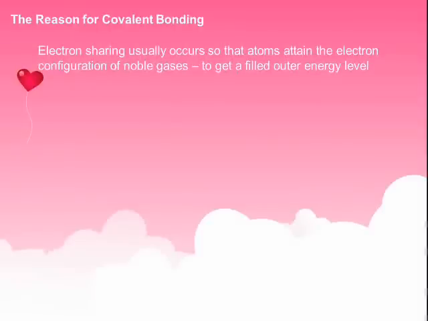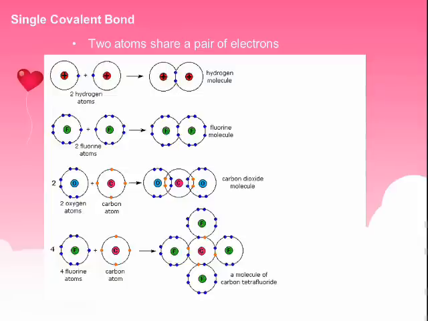So again, the reason for covalent bonding is that electron sharing will occur only to reach that noble gas configuration, to get a filled outer energy level. That's why it happens. Now let's look at covalent bonds, single bonds.